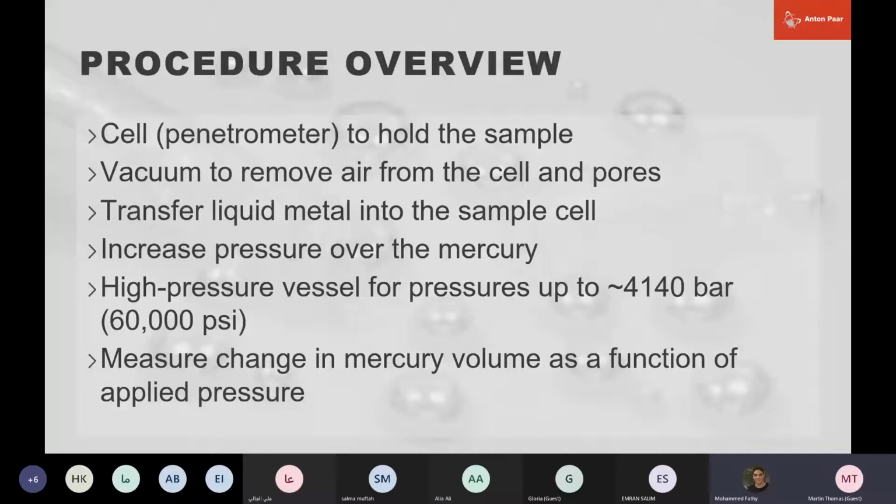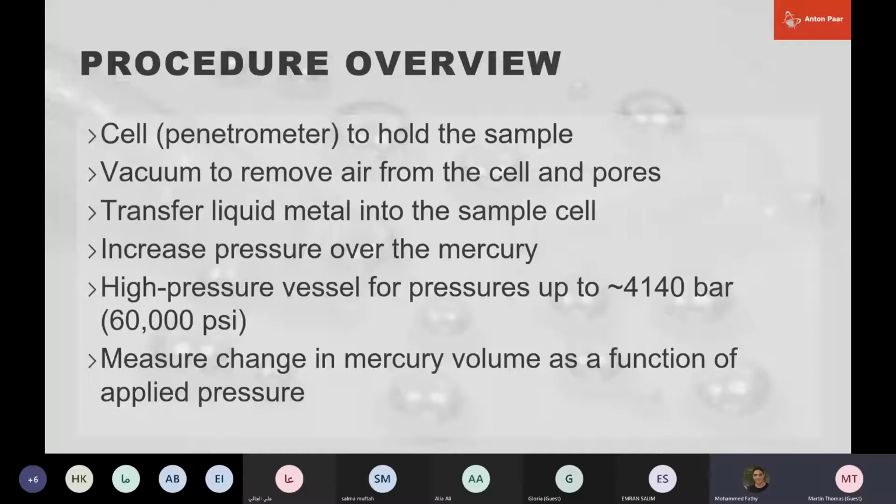That's something that the mercury does. It's not something that the operator has to do. It's not like filling a graduated cylinder or a burette with a liquid. There is a mercury reservoir, and the instrument will automatically fill the sample cell with the mercury. And then the instrument will increase the pressure, basically over the mercury and around the sample cell, and we'll start to increase that according to some protocol.